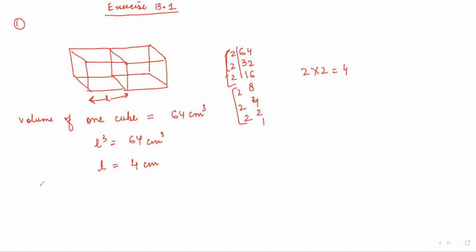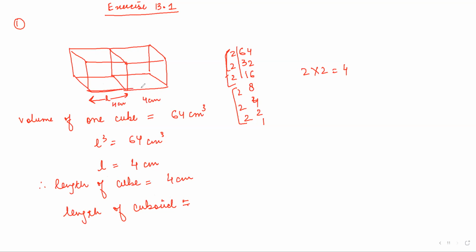Therefore, length of cube is equal to 4 centimeter, right? Now what is the length of cuboid then? Now look here, this length is 4 centimeter plus one more cube you have, so another 4 centimeter. So this total will become the length of the cuboid. That means 8 centimeter. Yes, ma'am. This is L plus L, so that means 8 centimeter. Fine, Harsha?